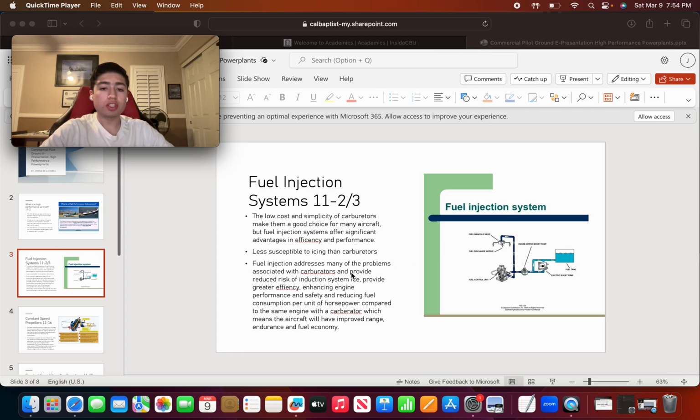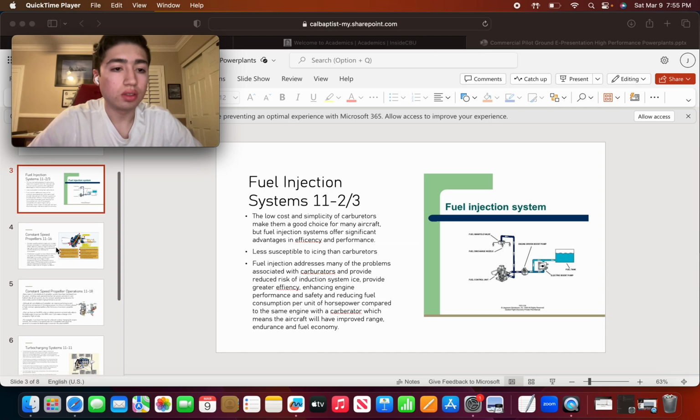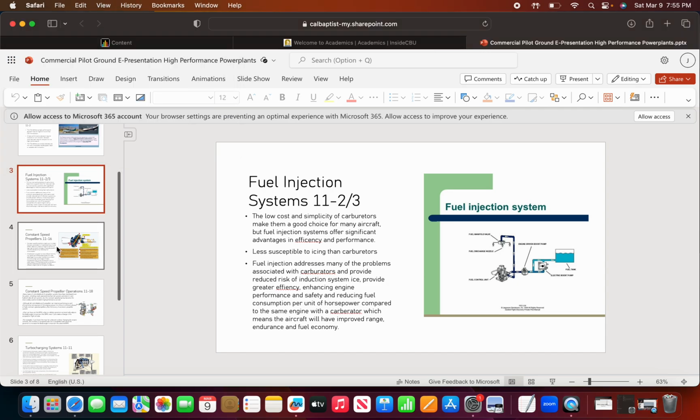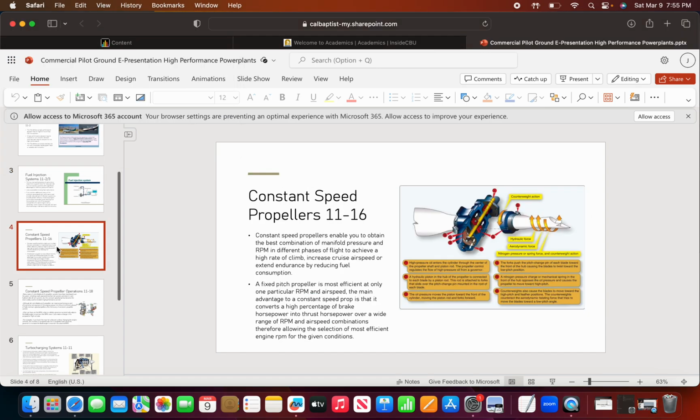Fuel injection addresses many of the problems associated with carburetors and provides reduced risk of induction system ice and greater efficiency, enhancing engine performance and reducing fuel consumption per unit of horsepower compared to the same engine with a carburetor, which means the aircraft will have improved range, endurance, and economy. And this is very common with high performance aircraft and systems. Let's go to our next slide. Next one.